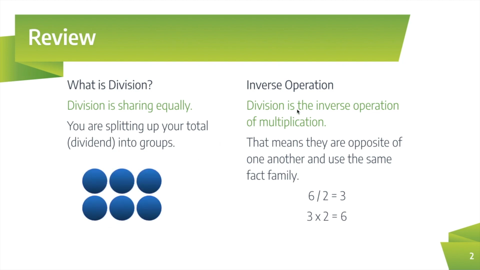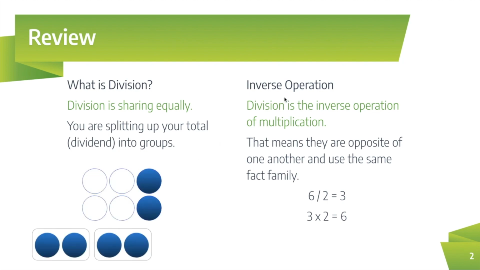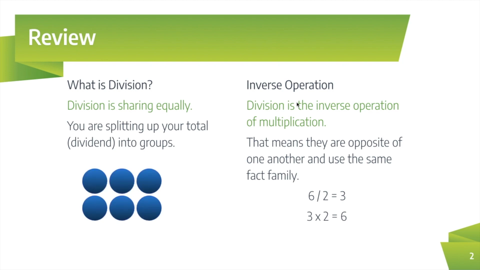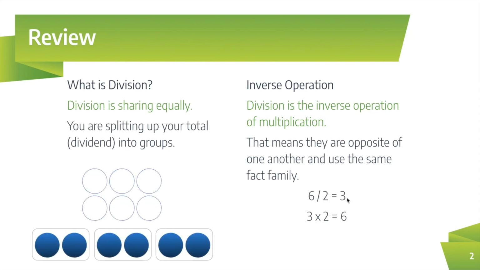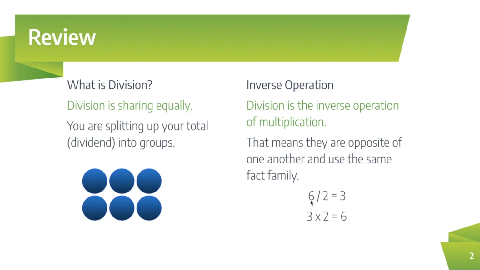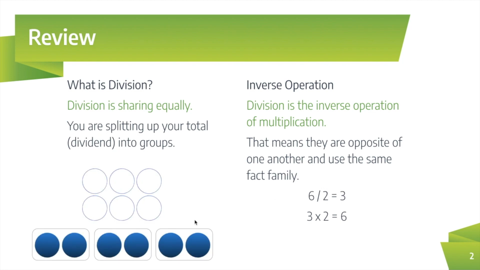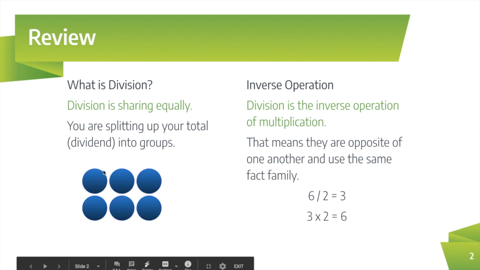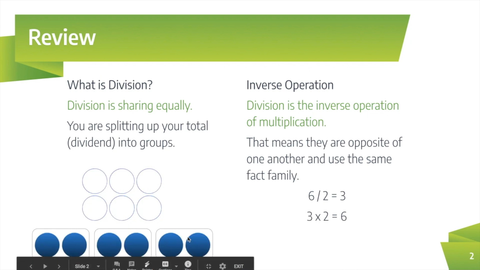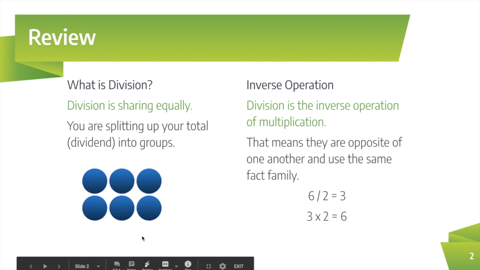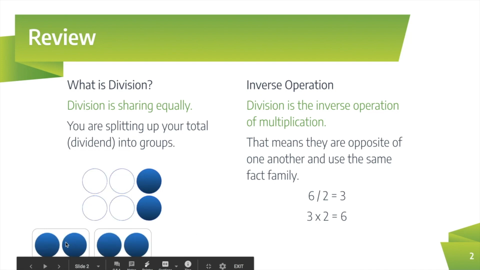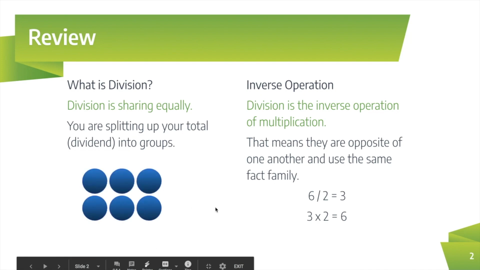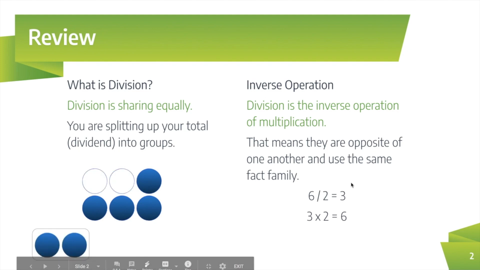We also know that division is the inverse operation of multiplication. That pretty much means they're opposite of each other, and if you flip it around, they undo one another. 6 divided by 2 is 3, which means 3 times 2 is 6. Same thing we just looked at here. 6 divided into groups of 2 is 3, but if you look at that model down there at the bottom, you'll see 3 groups of 2 make 6. So they're inverse operations.